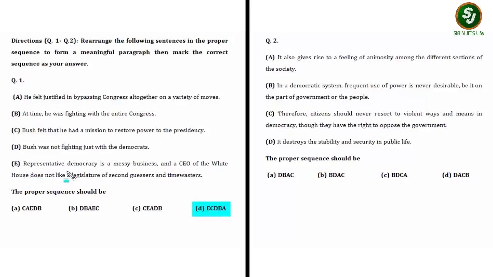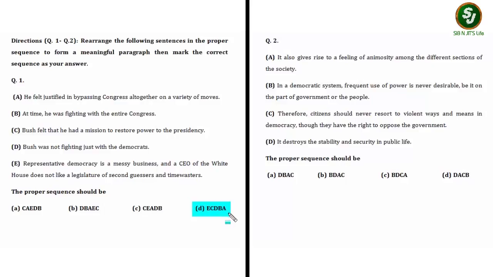Starting with E, representative democracy is a messy business and the CEO of the White House does not like a legislature of second guessers and time wasters. Okay, next is C. Bush felt that he had a mission to restore power to the presidency. Then Bush was not fighting with just the Democrats. Yes, at the time he was fighting with the entire Congress. Lastly, he felt justified in bypassing Congress altogether on a variety of moves. So this is a meaningful paragraph formed in the sequence E, C, D, B, A.